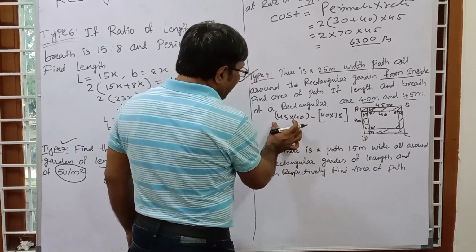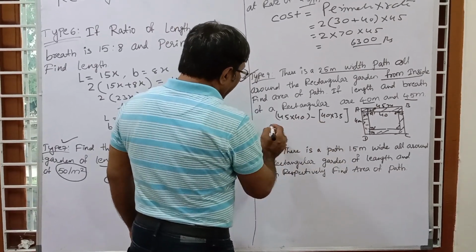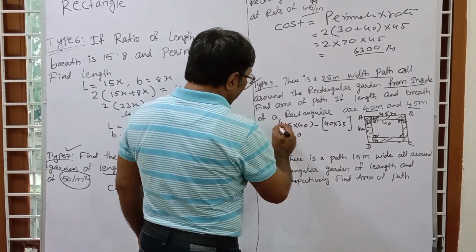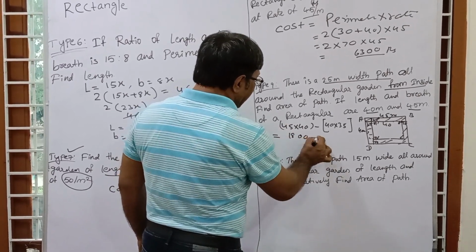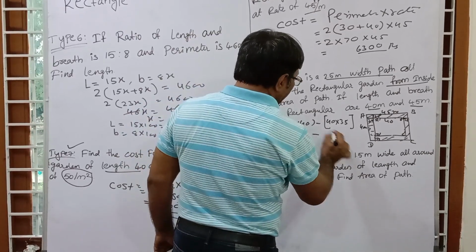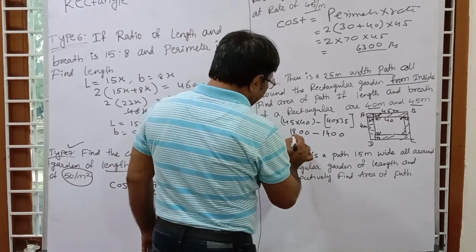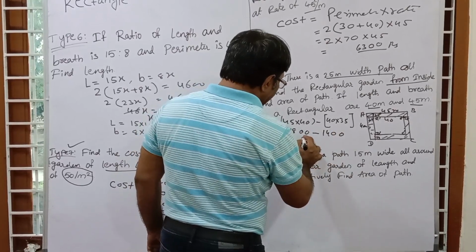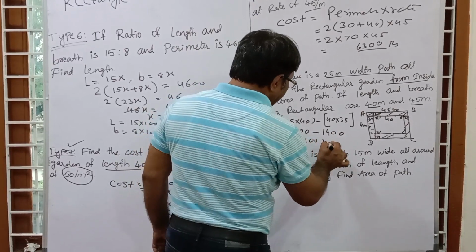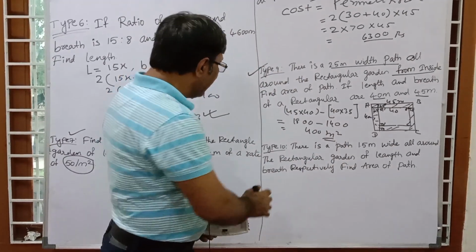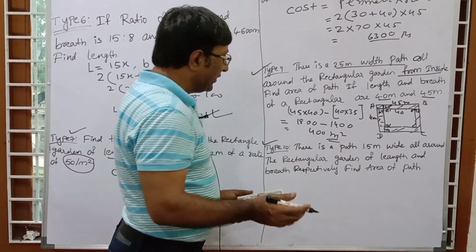There are many ways to solve this type of question, but here you can simply multiply. 4 5s are 20 and 4 4s are 16, plus 2 is 18, so 1800. And here 4 5s are 20, 4 3s are 12, plus 2 is 14, so 1400. So this is 1800 minus 1400, that is 400 meter square. This is your correct answer. In the same way, this is the type number 10 question.